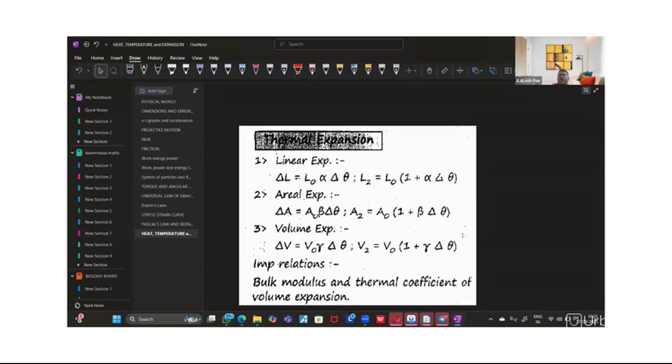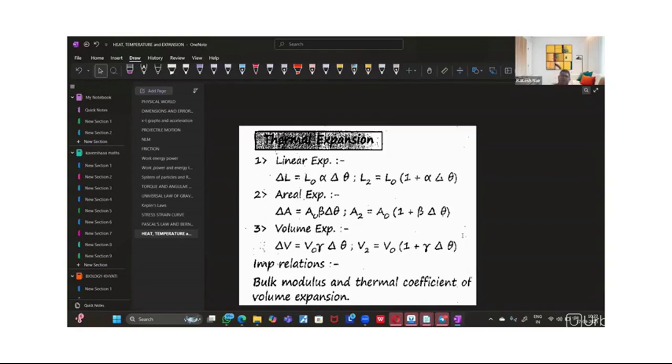L2 is equal to L naught, that means the final length will be the initial length times 1 plus alpha delta theta, where alpha is the coefficient of linear expansion. Then delta A is equal to A naught beta times delta theta, where beta is the coefficient of areal expansion. Yes, there it was linear, here it is areal. Then you have gamma, which is volume expansion.